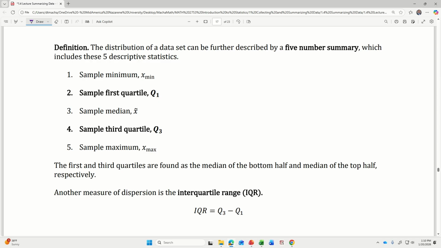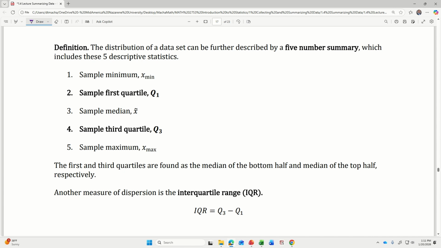Okay, moving on. The 5-number summary is a way to describe a data set. There are 5 numbers in the 5-number summary: sample minimum, sample first quartile, sample median, sample third quartile, and sample maximum. I'm sure you can imagine what the sample minimum and sample maximum are. Those are the smallest and biggest numbers you see in the sample. The median is the median like we talked about. The first quartile and the third quartile are the new elements of the 5-number summary.